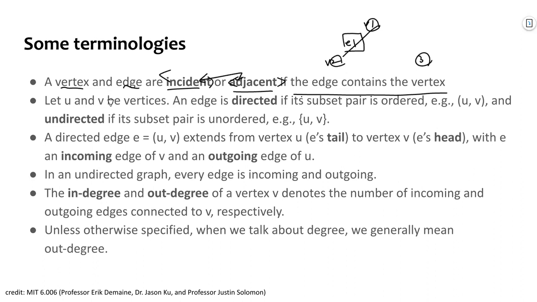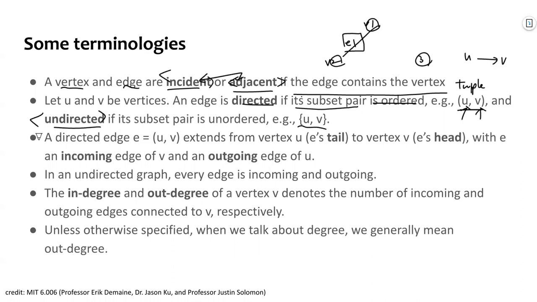And the second term we want to talk about is directed or undirected. We talked about it in the previous slide. If the subset pair is ordered, using these parentheses or tuple, then this is the starting point and this is the end point. So U and V, like this. In this case, if edges have directions, then we say the graphs are directed. Otherwise, we say the graphs are undirected if the subset pair is unordered. So we use a set representation to denote the edges.